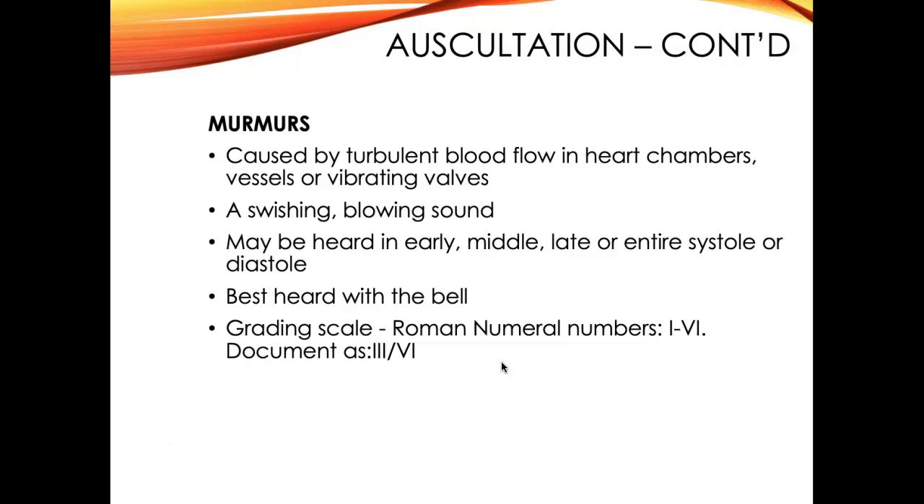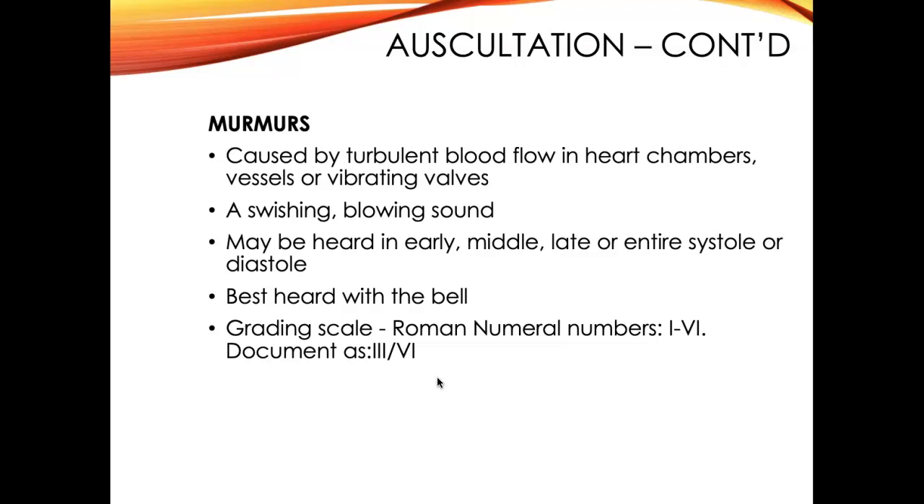And I believe this may be a test question, so you might want to star this slide as well. Numbers 1 through 6. If, for instance, you document it as a 3 versus 6, we do not expect you to document murmurs at this point. But what we do expect is that if you were reading a chart and your physician documented a murmur at a 2 out of 6 or a 5 out of 6, you would know what that meant.